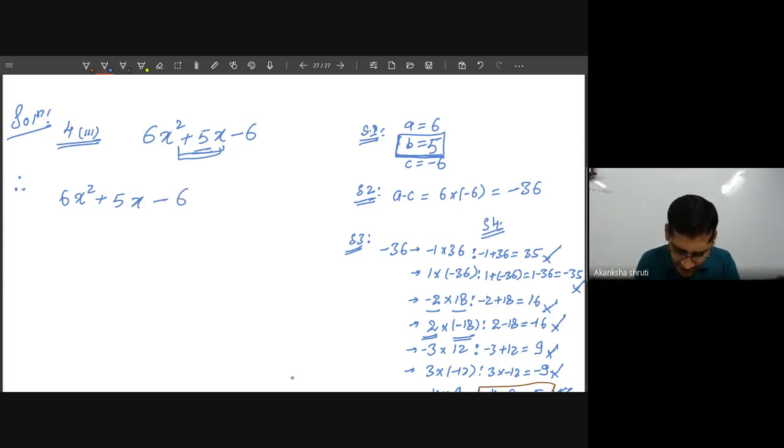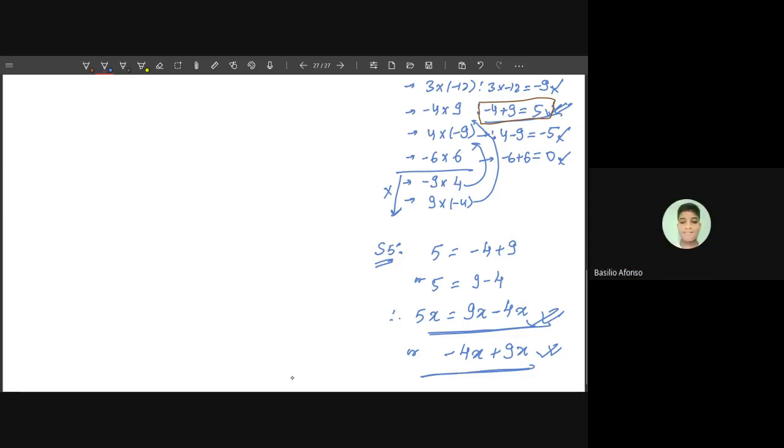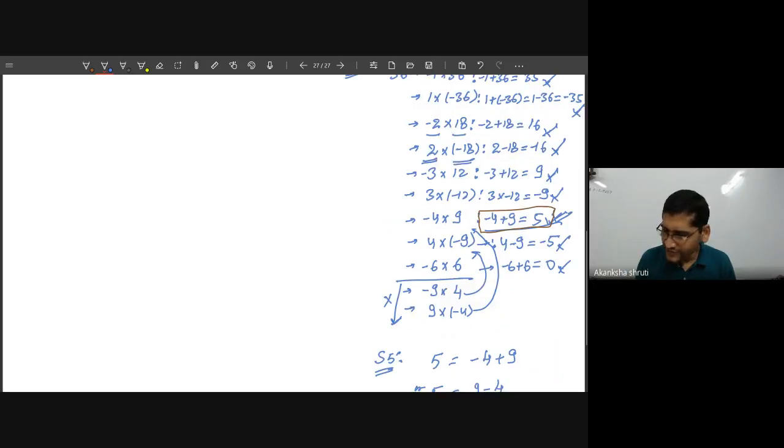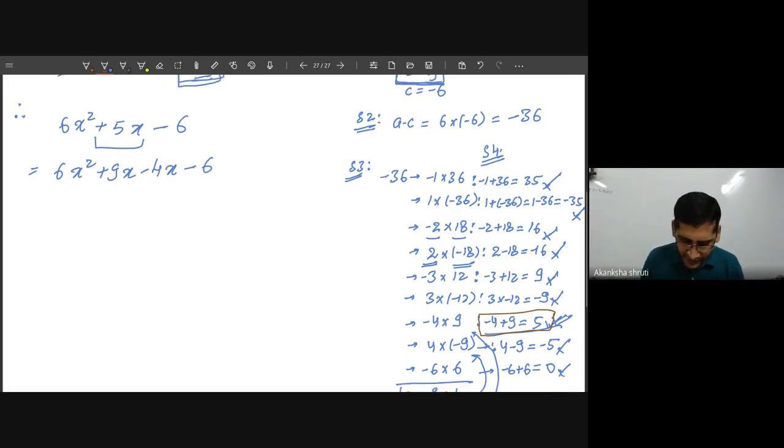Student, what we have searched, plus of 5x, has to be replaced by... just tell me whether I shall use this one or this one, you will get the same answer. Minus 4x plus 9x, or 9x minus 4x, anything you can use, because both will give the plus of 5x. So this I can equate to 6x square plus 9x minus 4x minus 6. Okay, student, it is this.